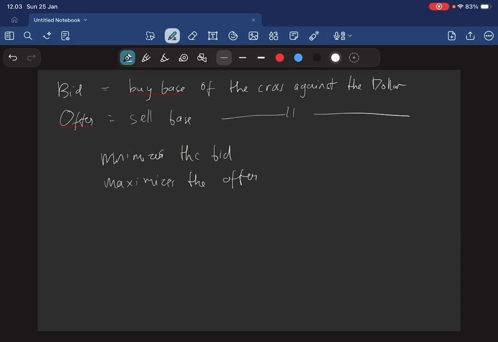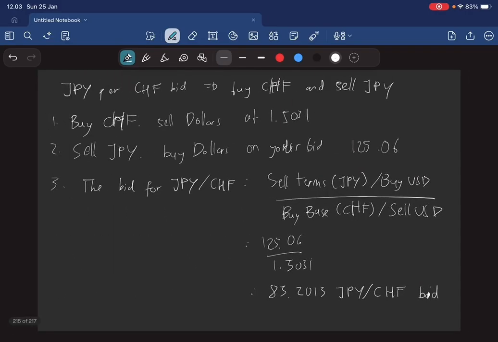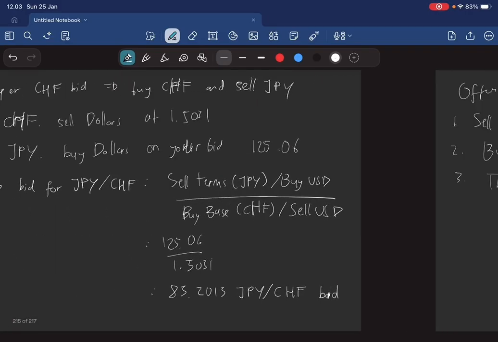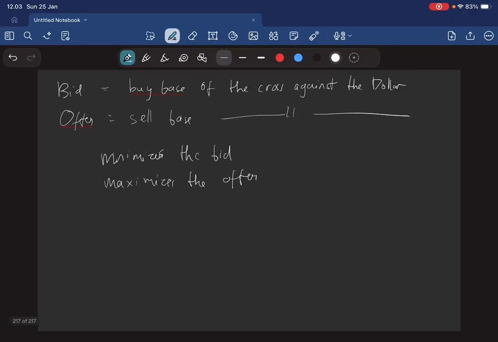In our example, this is done by dividing 125.06 by 1.5031, this one, and 125.09 by 1.5026, this one. Similarly, for currencies on different terms, where one multiplies the currencies to get the cross rate, one minimizes the bid by multiplying both of the smaller numbers against each other and both of the larger numbers against each other. We will see this in the next lesson.